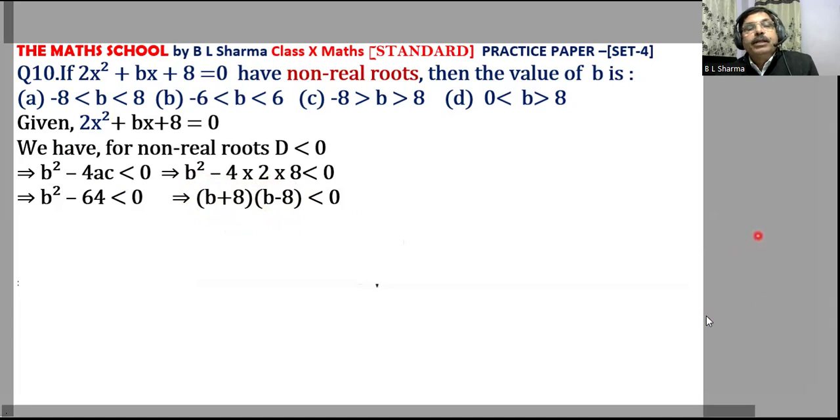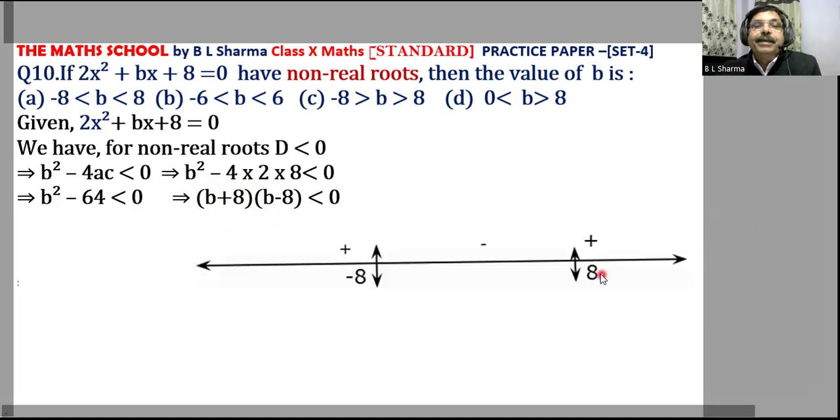For these two values, we take a number line. See, we took a number line and wrote both numbers, plus 8 and minus 8. Greater value plus 8 on this side, then this is plus. Smaller value here, that is plus, and in between this is minus. Plus, minus, plus. Greater value this side, smaller value this side. Since the expression is less than 0, the negative region will be taken.